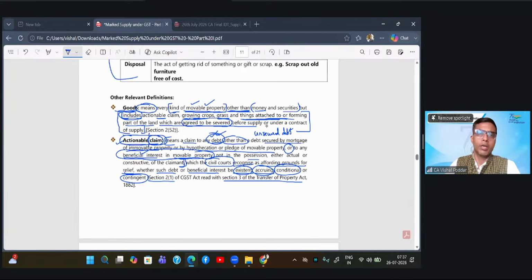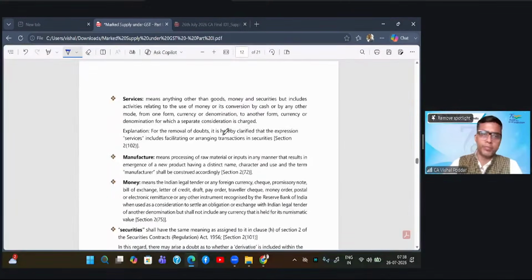And since they are your legal rights on it, civil courts will give you the relief in the form of passing a judgment in your favor, and you can take action in the civil court. Hence, all these items, lottery tickets, your insurance policy, all these things will become actionable claims, either present or maybe in future whenever the conditions are satisfied or whenever the contingency is met. So all these things will become your actionable claims. Fine, students. So now actionable claims are goods under GST.